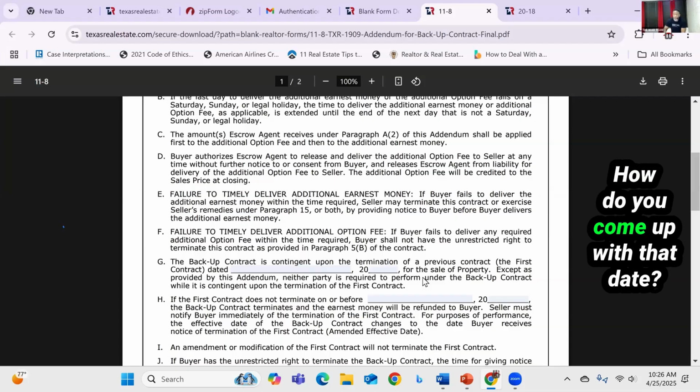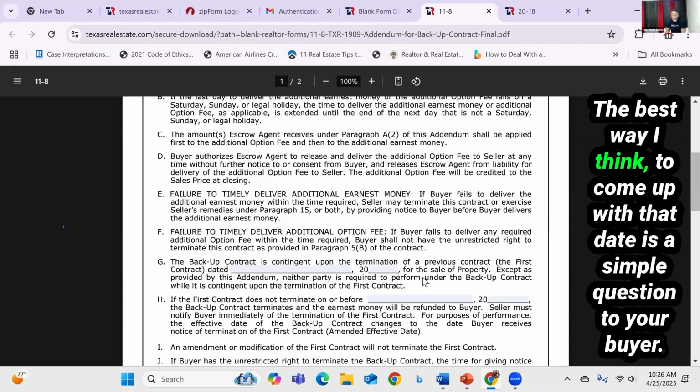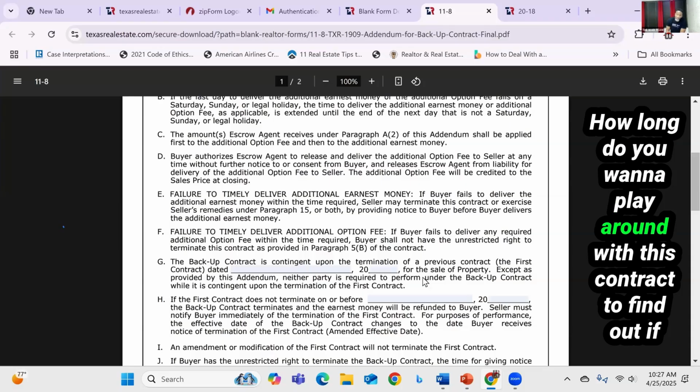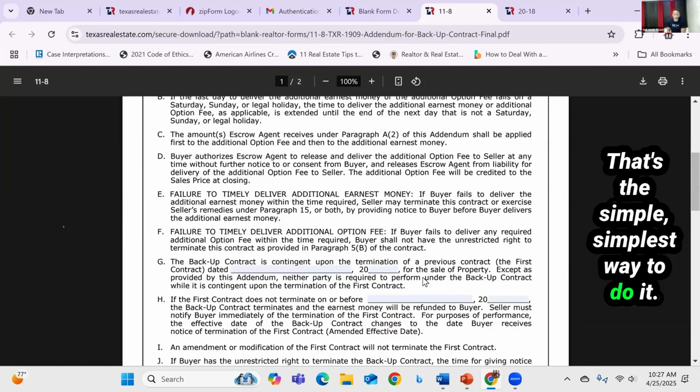Now, how do you come up with that date? The best way, I think, to come up with that date is a simple question to your buyer. How long do you want to play around with this contract to find out if they are going to go forward, not go forward, whatever the case may be? That's the simplest way to do it.